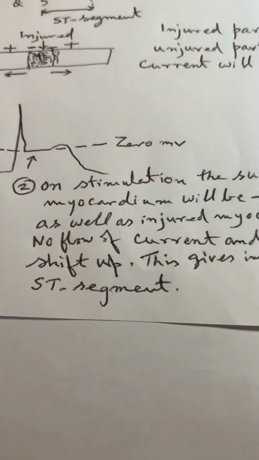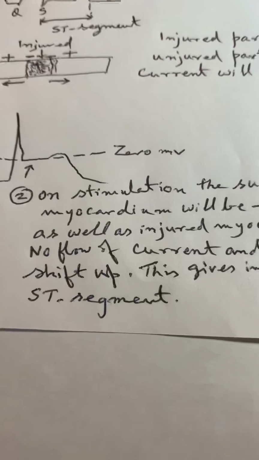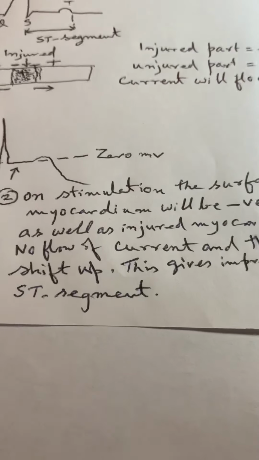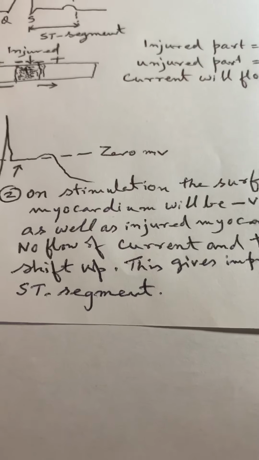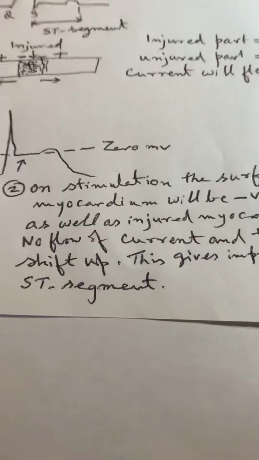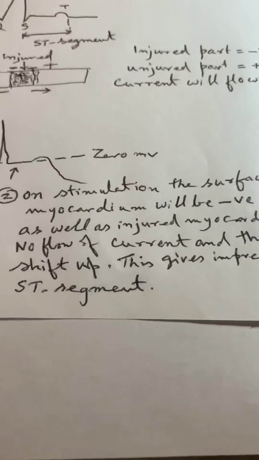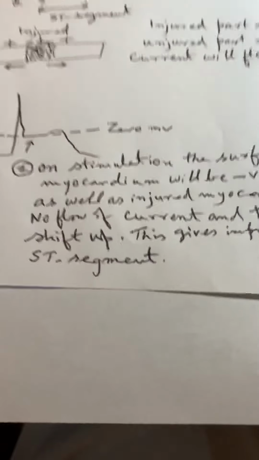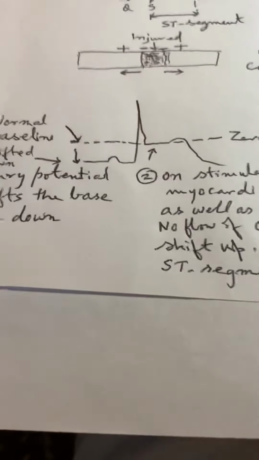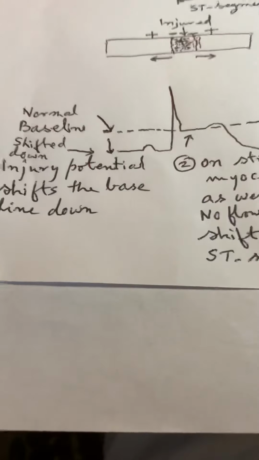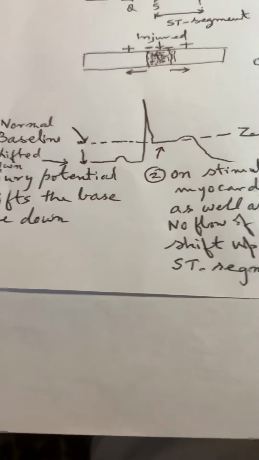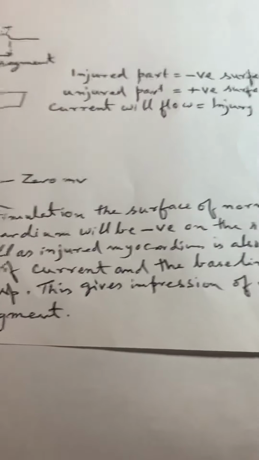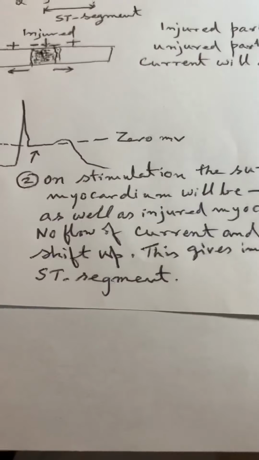If there is another beat, another contraction, no flow of current will take place when it is depolarized, because the damaged area will also have negative outside. So no current will flow and the baseline will shift up. As you see here, the baseline has shifted up to the zero, normal level, and this gives the impression of a raised ST segment.